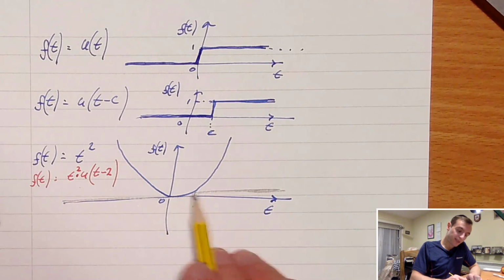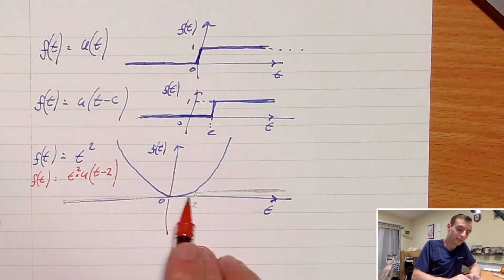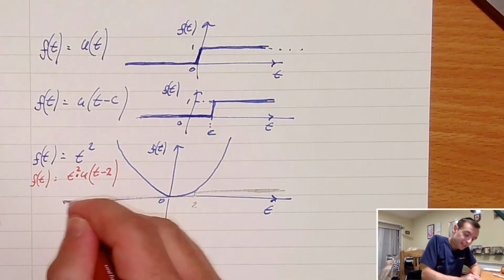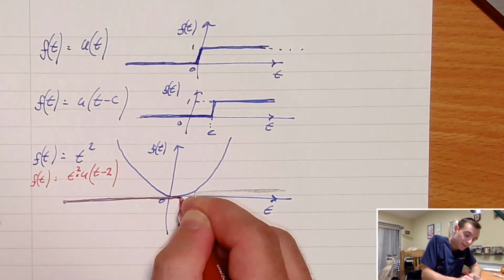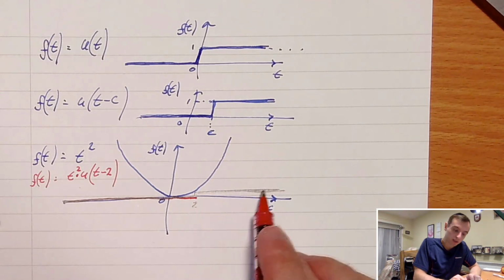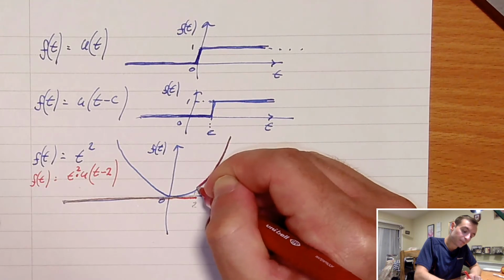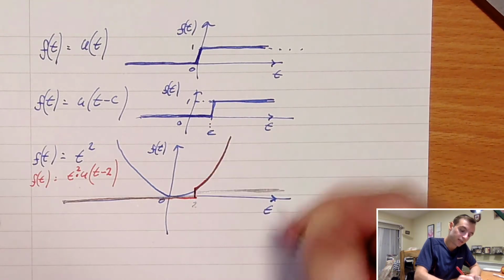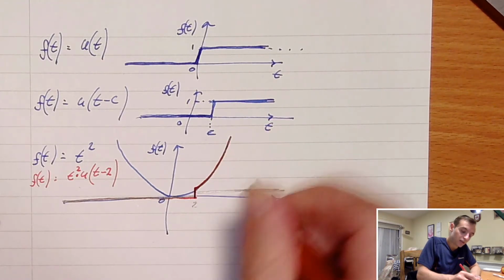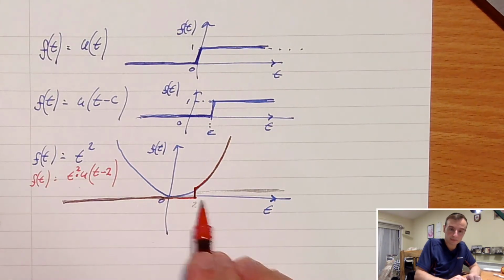And we've got t squared. So if we multiply this by this, the function will be 0 for every value less than c, in this case 2. So it's going to be 0 all the way over here, and then it's going to turn on, because everything beyond 2 is multiplied by 1, which is just the entire function, whatever it is up until that point. So the red line is what the product of those two functions is going to look like.